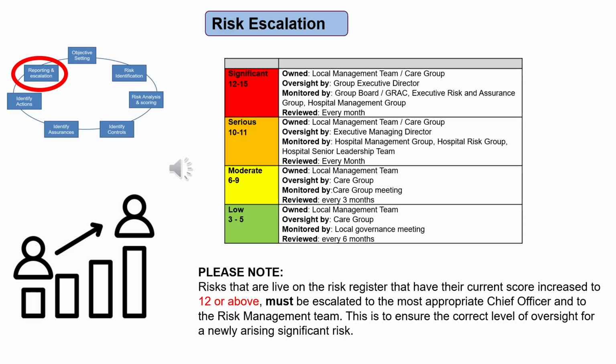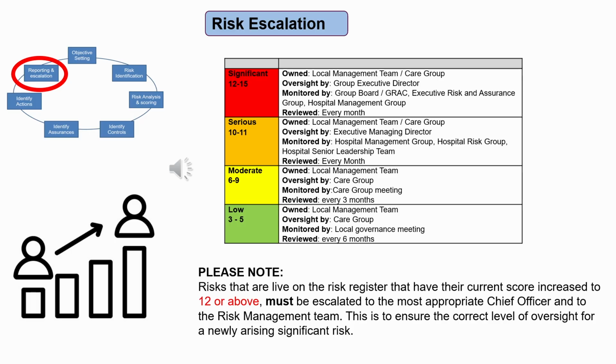Serious risks, those scored 10 or 11, are managed by the risk owner with close support and oversight from the senior risk owner. Assurance will be provided by the risk owner on the management of the risk to the care group management team and relevant trust management groups. These risks must be reviewed at least once a month.